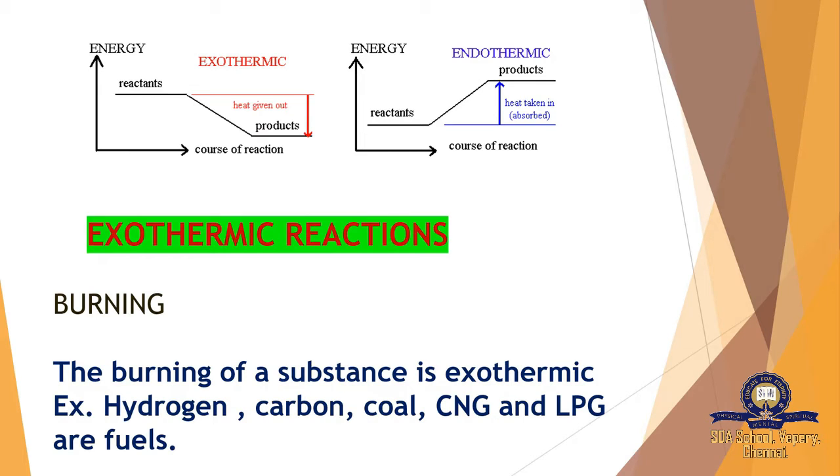Here we have some examples: hydrogen, carbon, coal, CNG, and LPG. CNG is compressed natural gas, and LPG is liquefied petroleum gas. That is what is used at home, where mother is cooking with a gas cylinder; that cylinder is filled with LPG. These are called fuels. So these are the reactions that undergo burning and give out a product. It is an exothermic reaction.